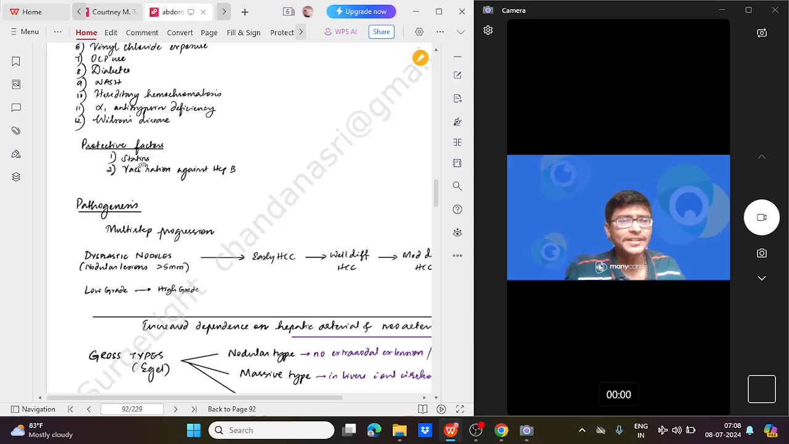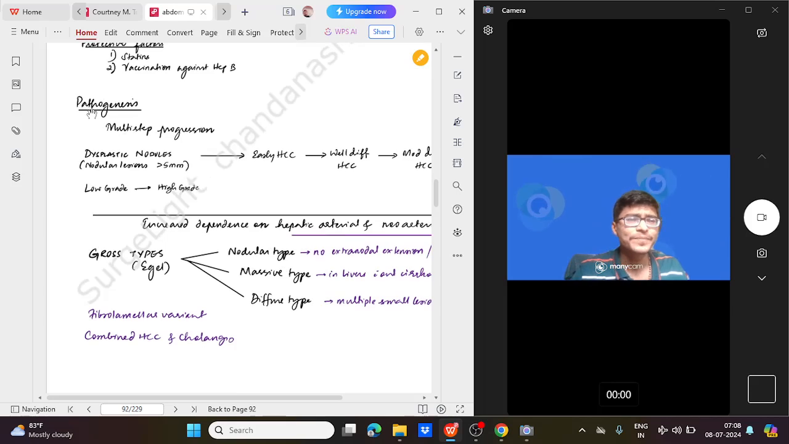What are the protective factors? These are statins, that is a hypolipidemic drug, and vaccination against hepatitis B. What is the pathogenesis? Multi-step progression.